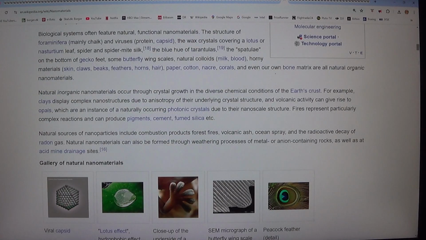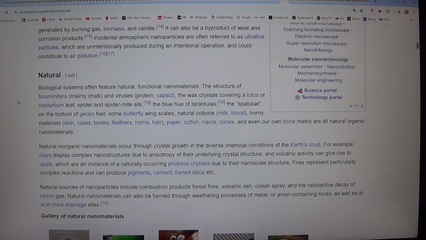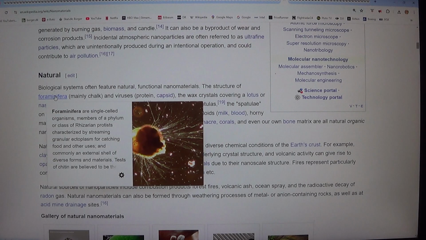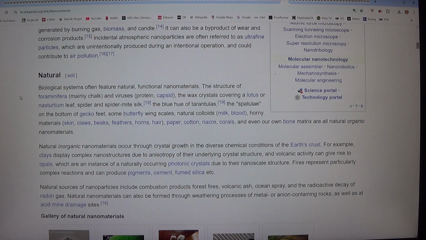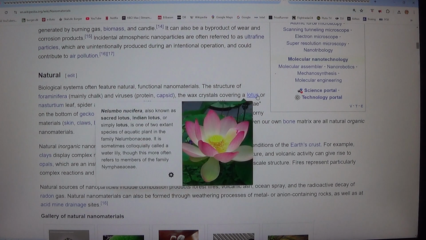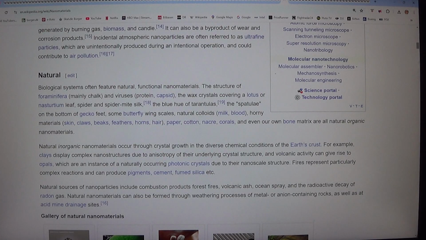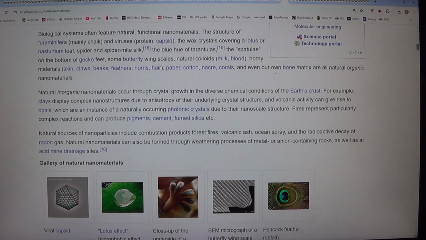Biological systems often feature natural, functional nanomaterials. The structure of foraminifera, mainly chalk, and viruses, protein capsid, the wax crystals covering a lotus or nasturtium leaf, spider and spider mite silk, the blue hue of tarantulas, the spatulae on the bottom of gecko feet, some butterfly wing scales, natural colloids, milk, blood, horny materials, skin, claws, beaks, feathers, horns, hair, paper, cotton, nacre, corals, and even our own bone matrix are all natural organic nanomaterials.